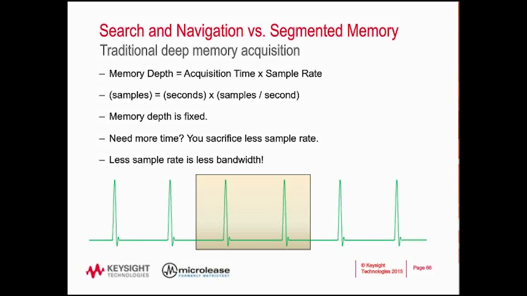The reason for this is the scope is spending a lot of memory digitizing things you don't care about. So in this particular picture, this pulse here represents our trigger condition or event of interest. There's a lot of dead time in between. You can see a vast majority of the oscilloscope's memory is digitizing all the stuff you don't care about.